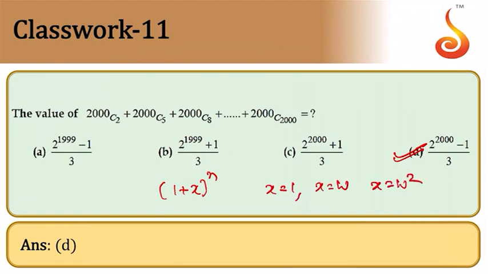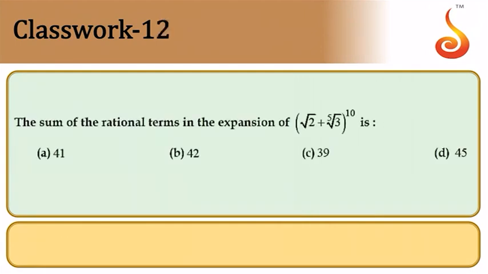So I'll repeat once again. In this problem, first you put x equal to 1, x equal to omega and x equal to omega square in the expansion of 1 plus x to the power n, and add all the 3. We also use 1 plus omega plus omega square is equal to 0. Using that concept, we'll get the D option.